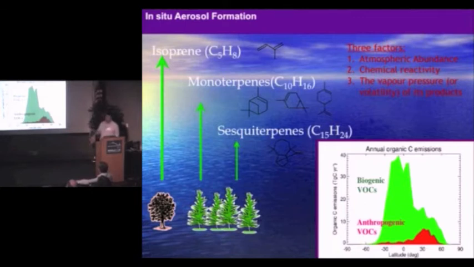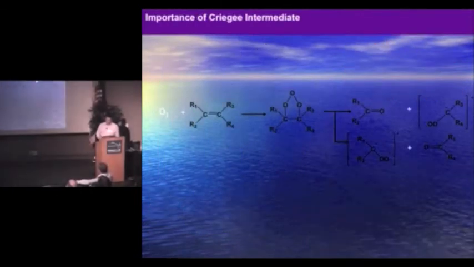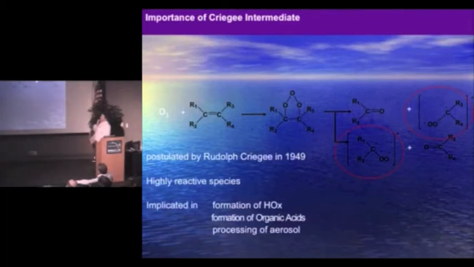How do they react with ozone? And this is where the Criegee radical comes in. Back in the 1940s, Rudolf Criegee suggested that this is what happens in ozonolysis. Basically, ozone had a 1,3 cycloaddition to a double bond. It then forms this ozonide, which falls apart, and you've got these Criegee radicals here, and these are very reactive species. They've been postulated, and no one's actually seen them before in the gas phase.